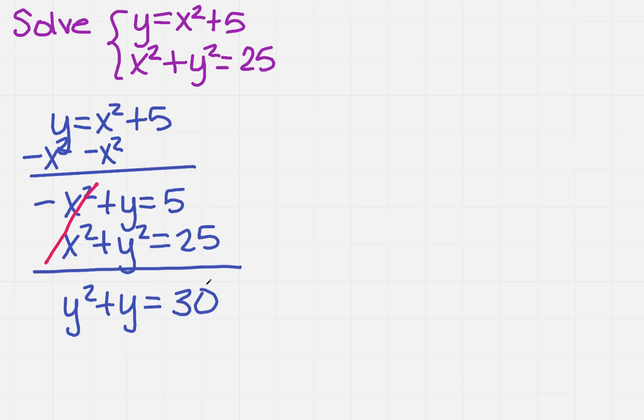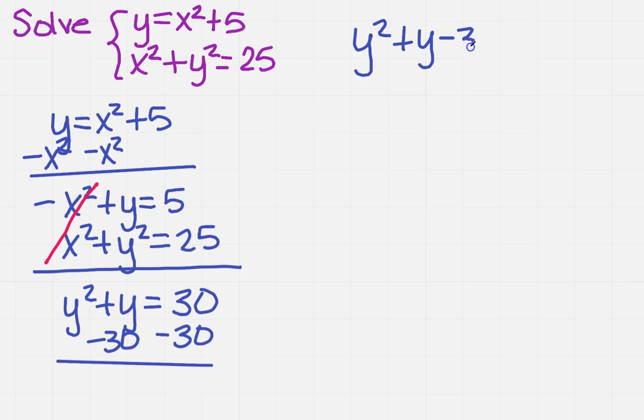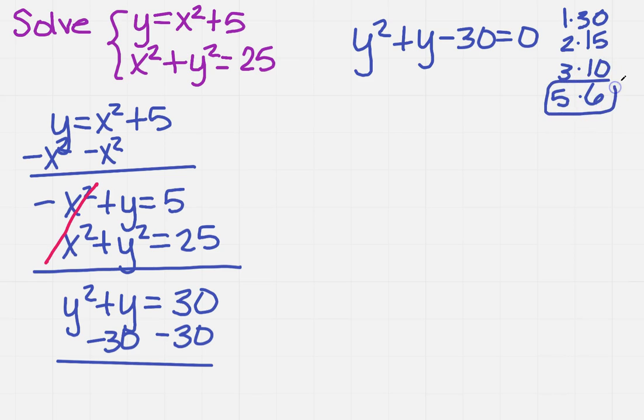Now I want to set this equal to 0 so I can factor. So I'm going to subtract 30 from both sides. I'm going to write the answer at the top. So I'm going to get y squared plus y minus 30 equals 0. So I need to find out, are there any factors of 30 that have a difference of 1? Oh, I left out 5 times 6. So there we go, 5 and 6.